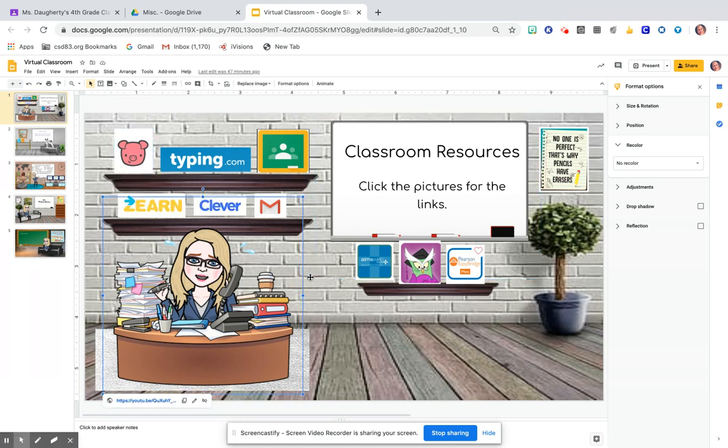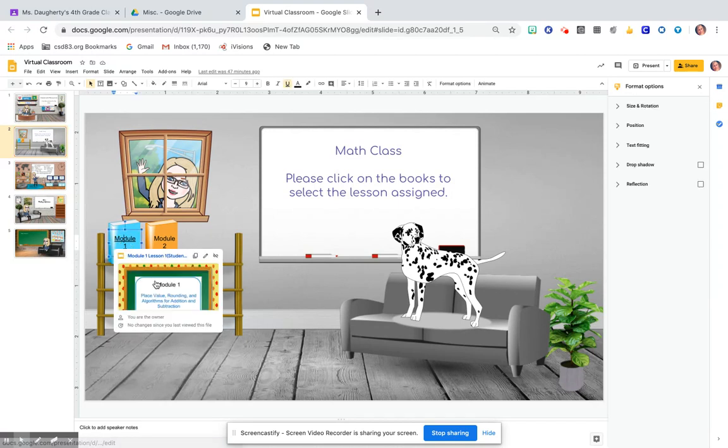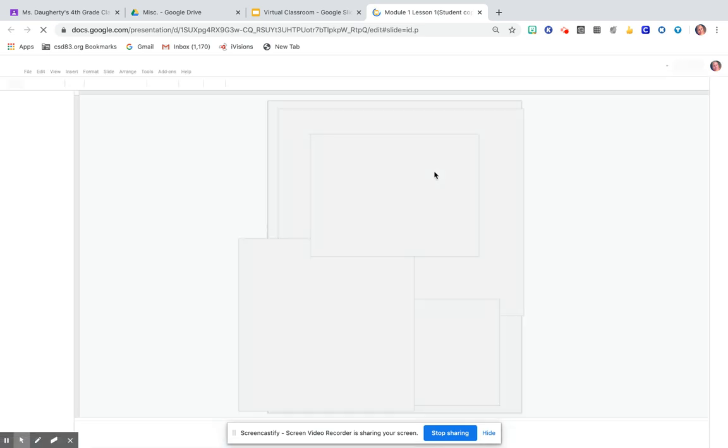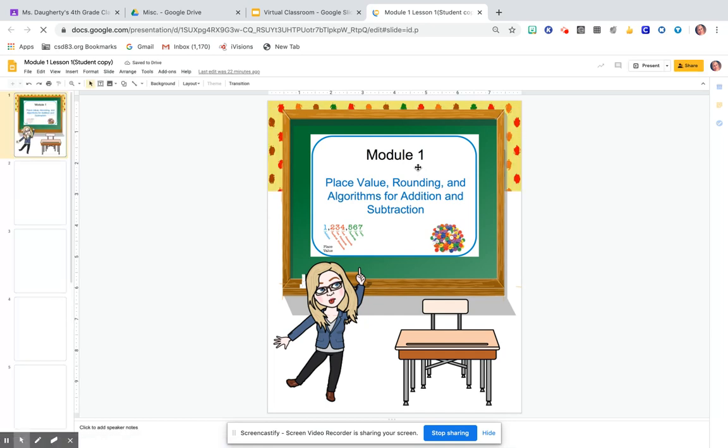But we're going to start our math. So if you go to the next screen, this is our math, and it says please click on the books to select the lesson assigned. Today we're going to do Module 1, Lesson 1. We're going to click this, give it a little bit of time to load. It may take a little bit because I have some fancy stuff in there.